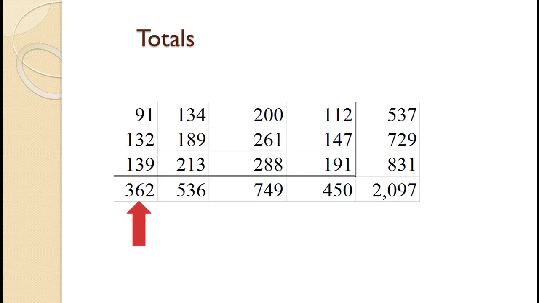For the columns, 91 plus 132 plus 139 equals 362. 134 plus 189 plus 213 equals 536. 200 plus 261 plus 288 equals 749. 112 plus 147 plus 191 equals 450. Finally, the grand total is just the sum of either the bottom row or the right column. You get the same answer either way. 362 plus 536 plus 749 plus 450 equals 2,097.